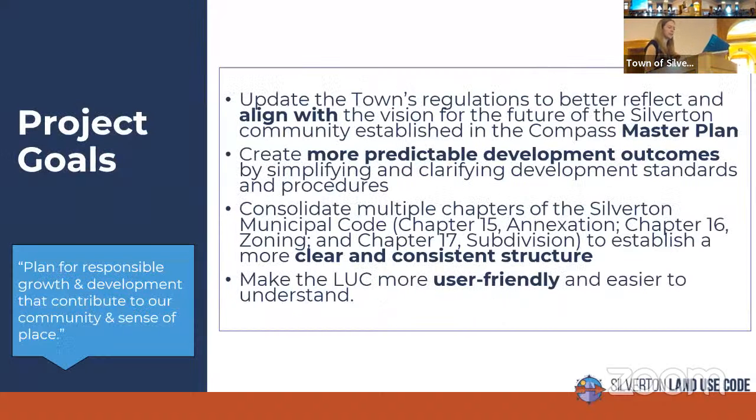Perfect, thank you. Great, so when we started this project, we set out some goals. First and foremost, we wanted to update the town's regulations to align with the Compass Master Plan, which set out the vision for the future of Silverton. We want the land use code to create more predictable development outcomes, so simplifying and clarifying the standards applicable to development. We're creating a more clear and consistent structure just for the document, as well as trying to make it more user-friendly and easier to understand. Next slide.